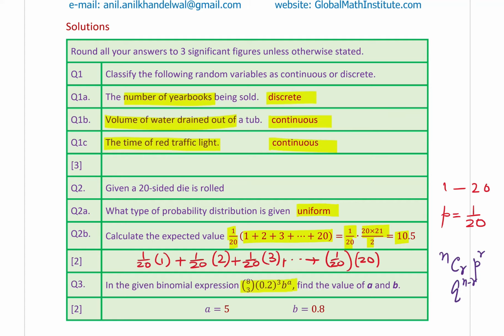The sum of the exponents should be 8, so we have 8 minus 3, which is equal to 5. And here we have 1 minus 0.2, which is 0.8. So we get the value of b, which is q.